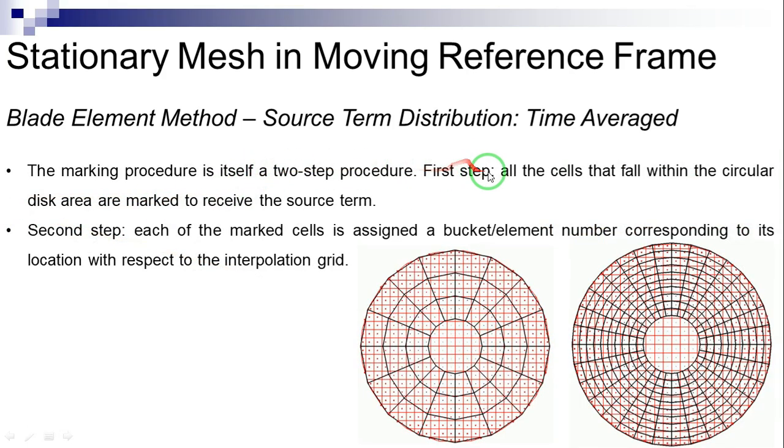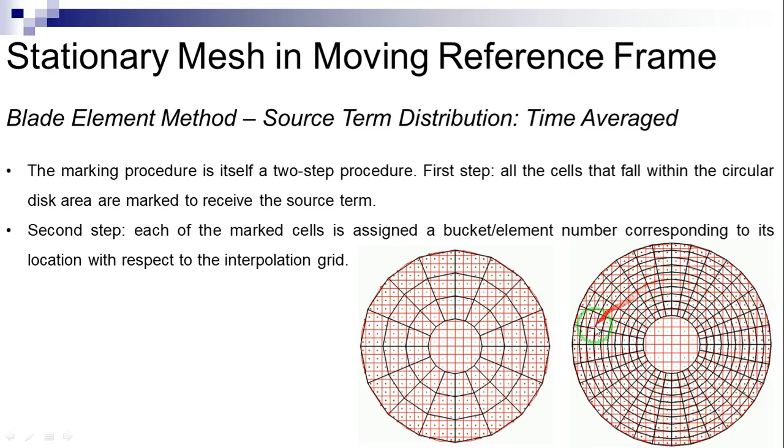First, all the cells that fall within the circular disk area are marked to receive the source term. Second, each of the marked cells is assigned a bucket element number corresponding to its location with respect to the interpolation grid. So each of the cells that was marked during the first step belongs to one of the element buckets of the interpolation grid.